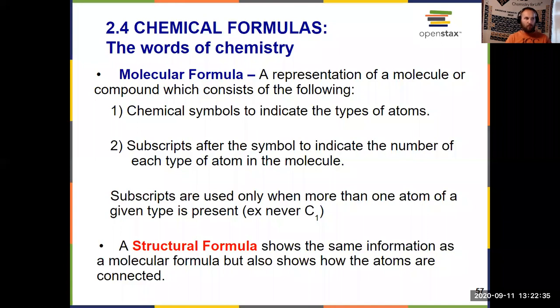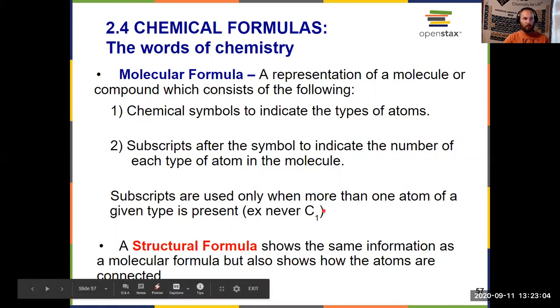And all formulas are representations of molecules or compounds. What does a molecular formula have? Well, it has the chemical symbol from the periodic table to indicate the type of atoms that are present. And then it has a subscript after each of those symbols to indicate the number of that type of atom. Anytime we have more than one atom in a compound or a molecule, we're using a subscript. But if there is only one, that subscript is omitted. We never write C1. If it's one, you just leave the subscript out.